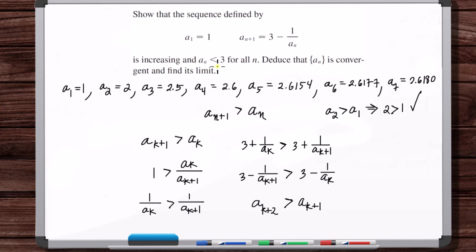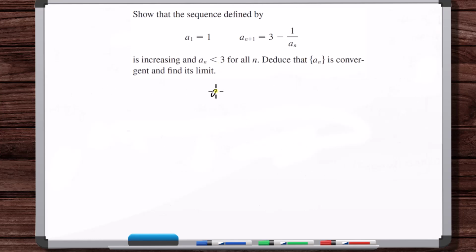It's definitely less than 3 for all n. Now, does that mean it's bounded above at 3? We'll see. But if it's less than 3 for all n, then it's definitely bounded above by something, either 3 or something less than 3. Okay, we're trying to show that for all n, a sub n is less than 3. Okay, so using induction, we need to show for the first term that this is true. So a sub 1 is equal to 1, and 1 is less than 3.